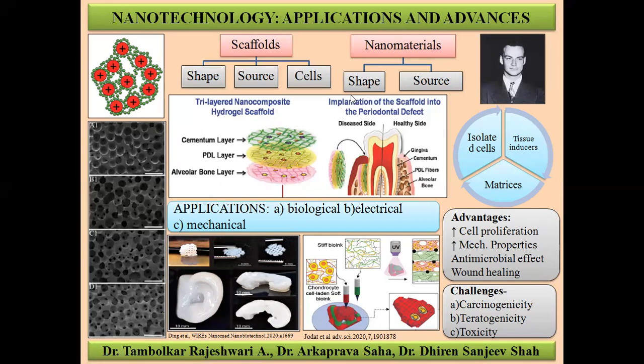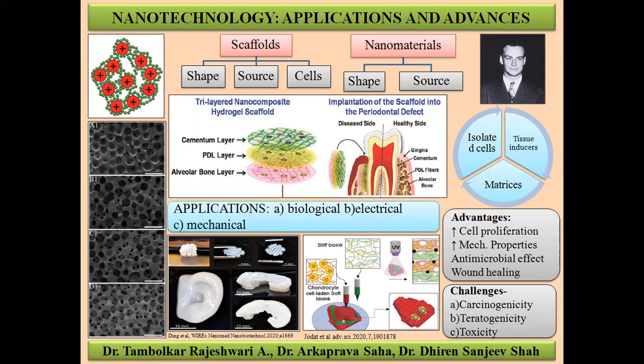These are classified according to shape as 0 dimension, 1 dimension, 2 dimension, and 3 dimension. According to the source, there are metallic ones: silver, chromium, iron, cobalt, antimony, etc. In ceramic, bioactive glass. Composite based chitosan and carbon based graphene oxide, for example, help in cartilaginous regeneration. Likewise, polymeric, semiconductor, and lipid based nanoparticles are there.